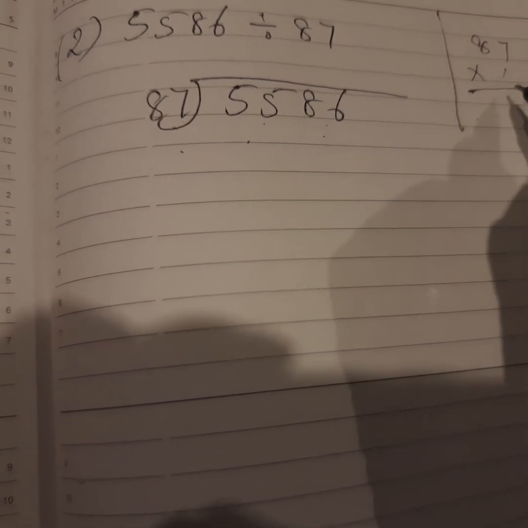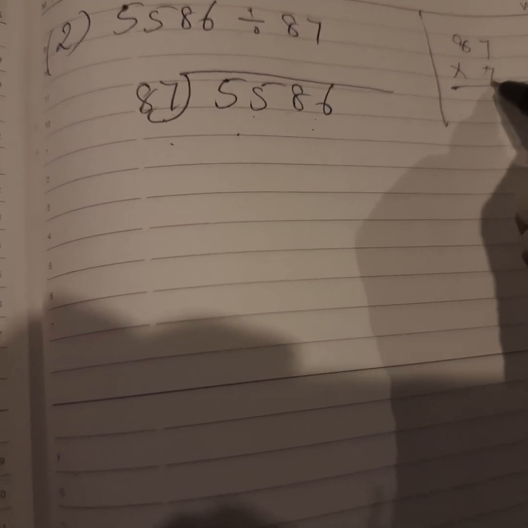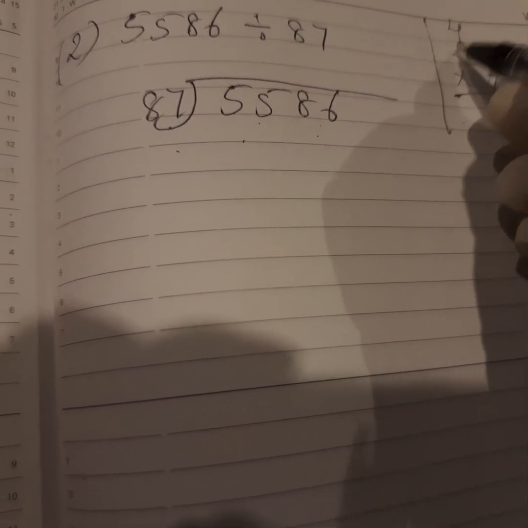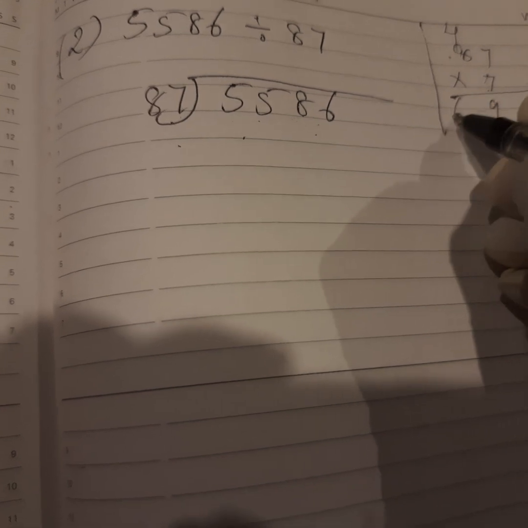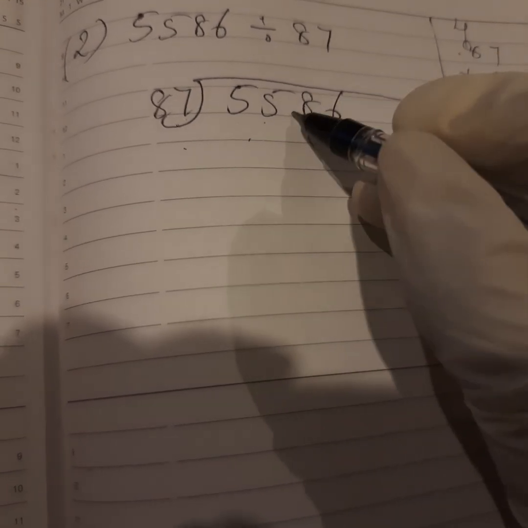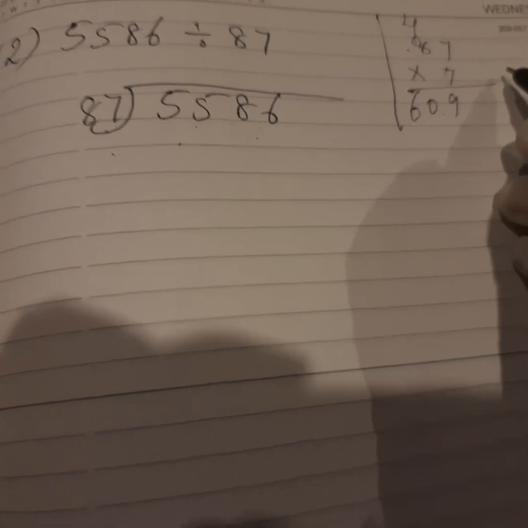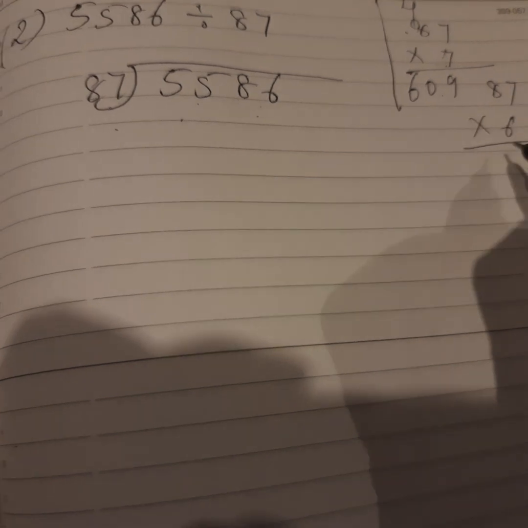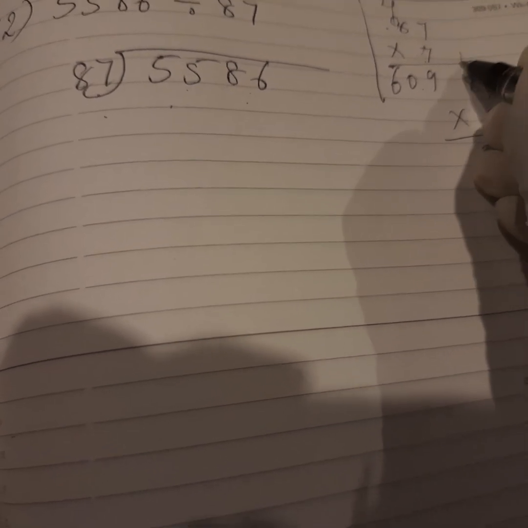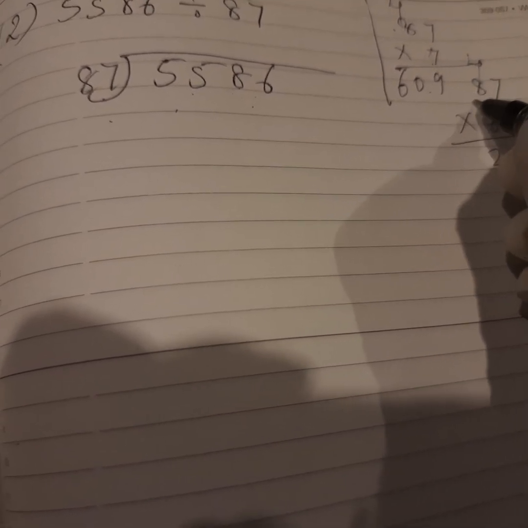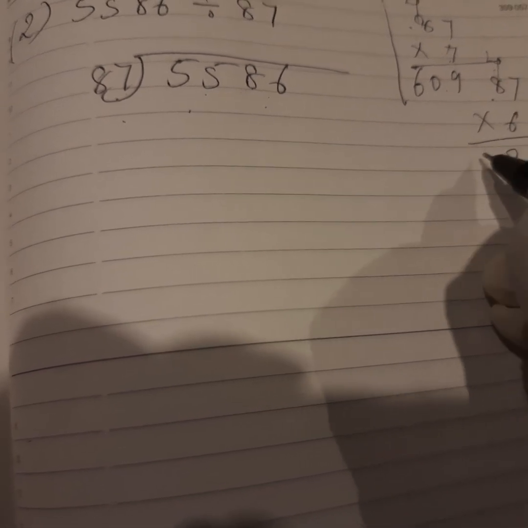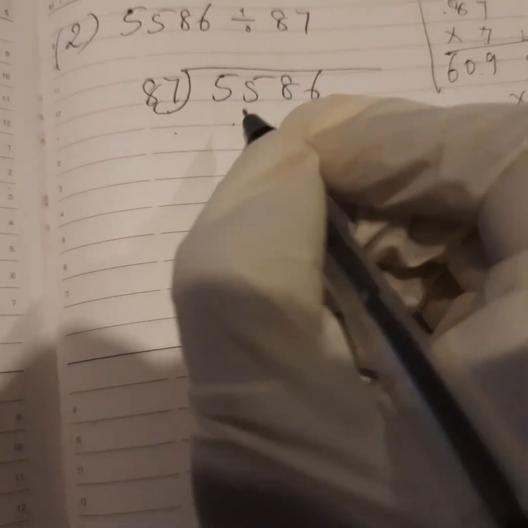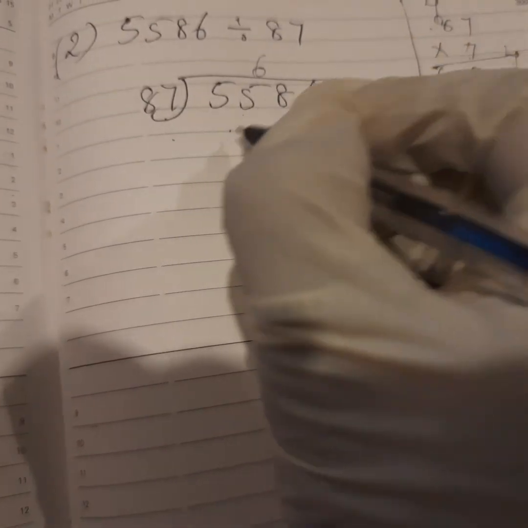It's a very small number. So try with 7s. 7 7s are 49. 9, 4 carried here. 7 8s are 56. 56 plus 4 will give us how much? 60. This is bigger than 558. So naturally, I will take the next smaller number. 87 6s. 6 7s are 42. 2, 4 carried. 6 8s are 48. 48 plus 4 will give us how much? 52. So 522 is a number we can take. And that is 87 6s.